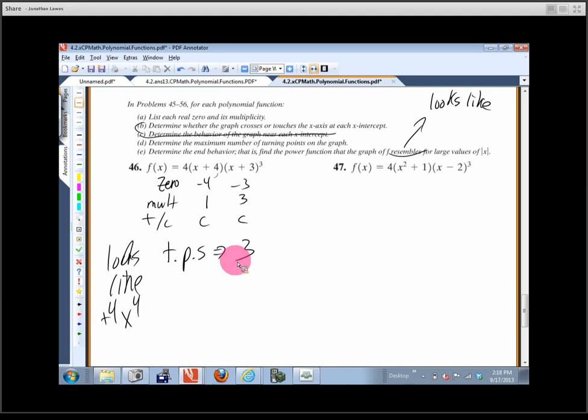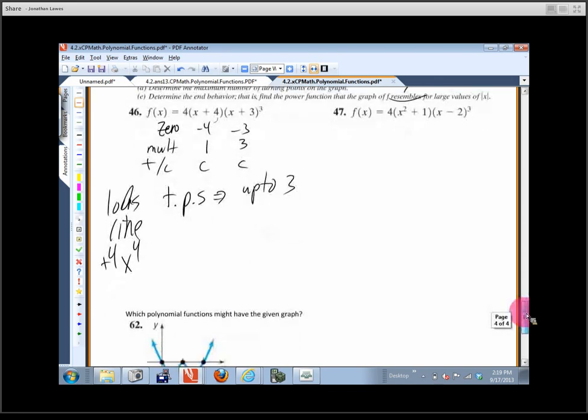Now, should I say there are 3, or should I say up to 3? Okay? There could be 3 turning points. Okay? So let's do this. 1, 2, 3, 4. 1, 2, 3. You with me?